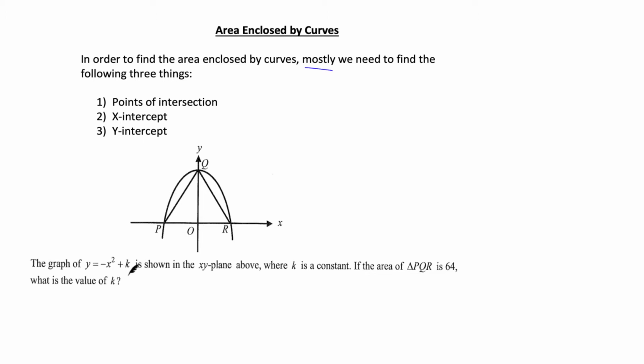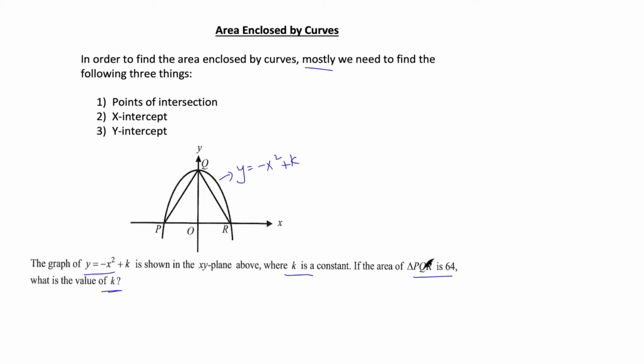The graph of y equals minus x square plus k. We know that it's a quadratic graph, so the equation of this graph is y equals minus x square plus k, shown in the xy plane above, where k is a constant. If the area of triangle PQR is 64, what is the value of k?